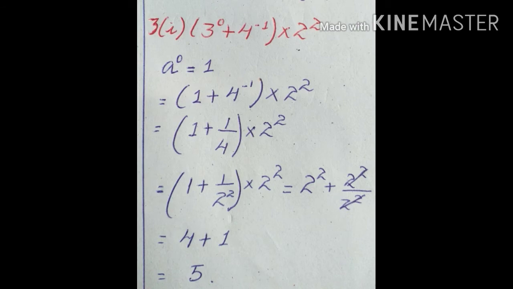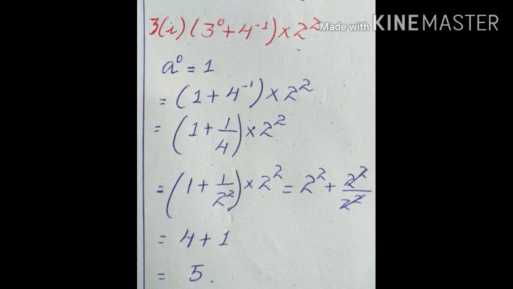Equals 1 plus 1 by 4, into 2 square. So 2 square times 1 plus 1 by 2 square we have to multiply. We'll get 2 square plus 2 square by 2 square. This 2 square will cancel out. Clear? 2 square means 2 times 2, we get 4. 4 plus 2 square cancels by it, left with 1. 4 plus 1 equals 5. We'll get the 5.